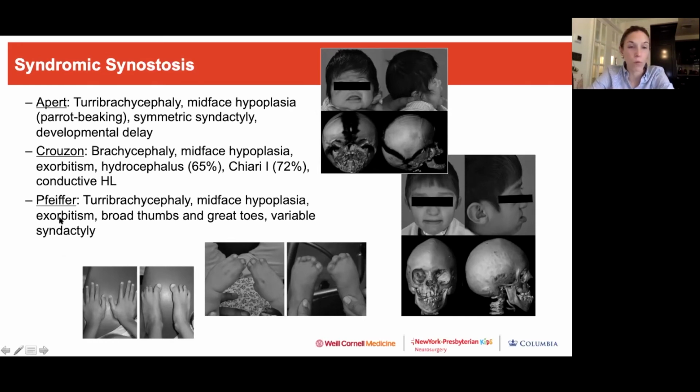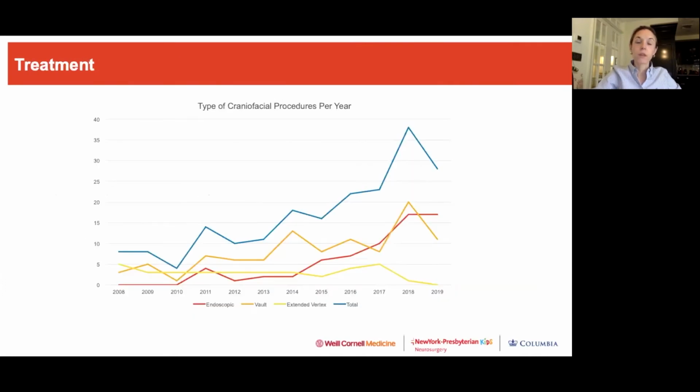Exorbitism, a little bit more common. They have these broad thumbs and great toes. So this is a Pfeiffer's with these broadened and abnormal great toes and thumbs and variable syndactyly. So sometimes they will present with syndactyly, but much more commonly in the Aperts and the Crouzons. So, these syndromes are not subtle. You will not miss them. They are multifactorial and they require a multidisciplinary approach in the treatment.